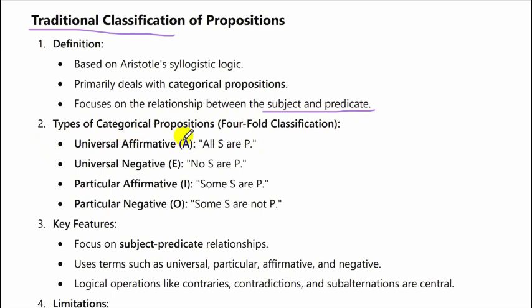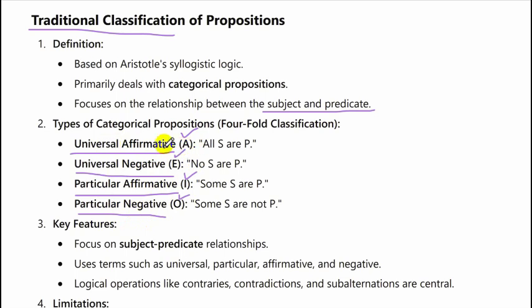The types of categorical propositions are a fourfold classification, that is universal affirmative, universal negative, particular affirmative, and particular negative. All of these I've already covered in the previous videos. I hope you have not directly jumped onto this video. So universal affirmative is represented by A, universal negative by E, particular affirmative by I, and particular negative by O.